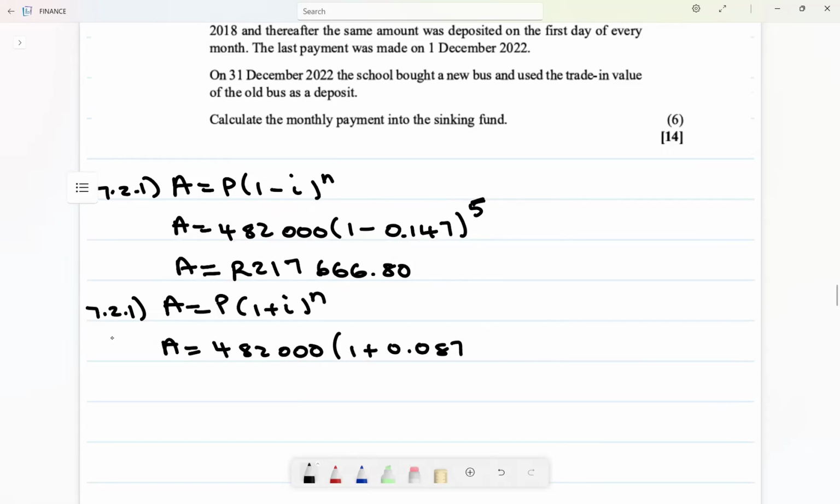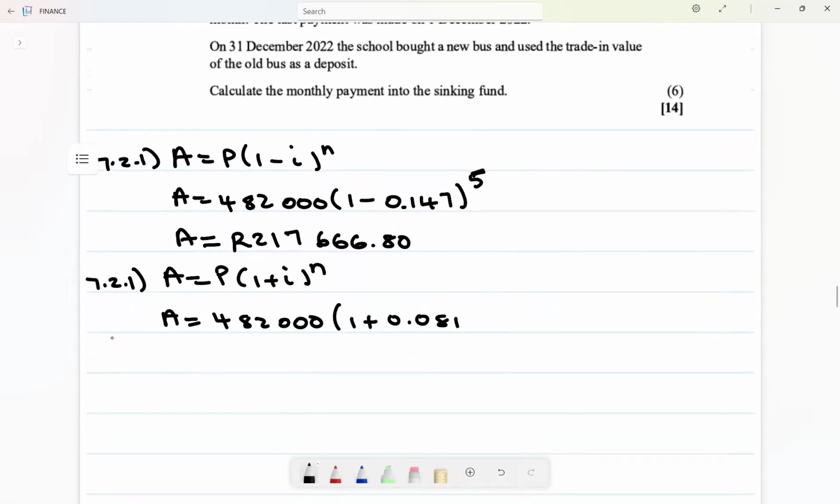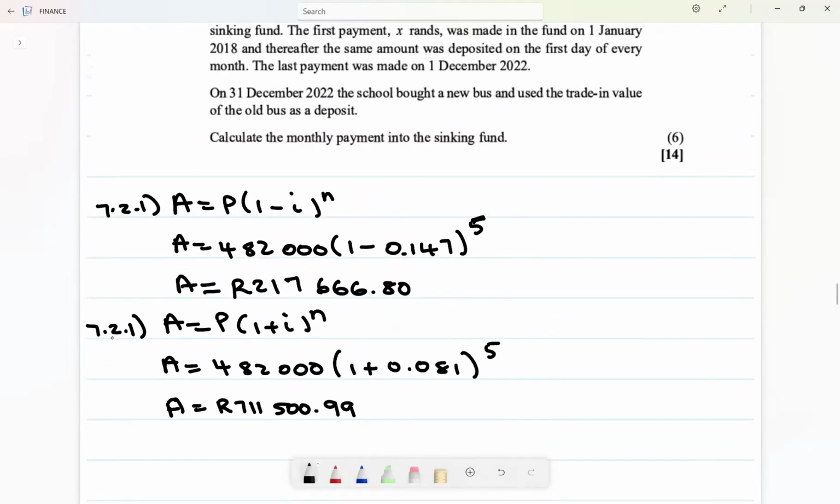So 1.081, if I remember very well, 8.1%, to the power of 5. Let's see how much it gives us. 1 plus 0.081, it will be a much higher value. Then we get A to be something like 711,500.99. Yes, I get 99.